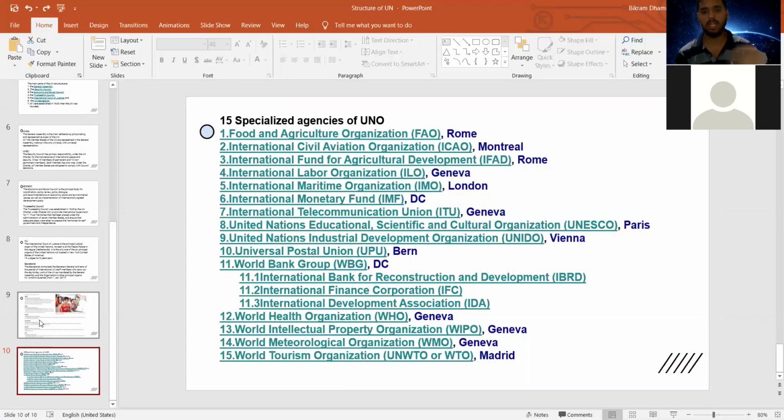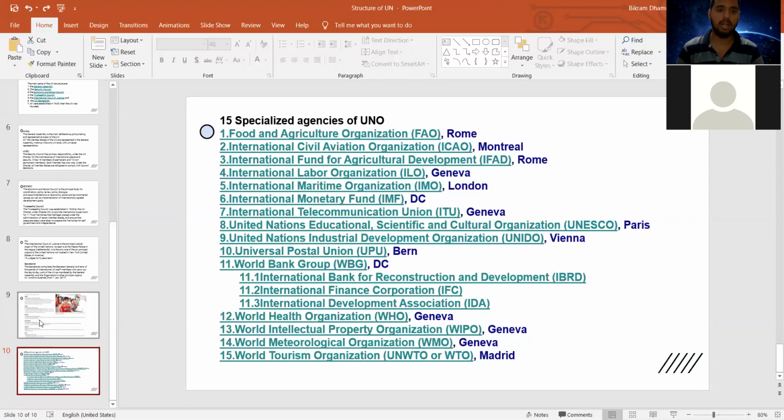ILO has its headquarters in Geneva. IMO has its headquarters in London. IMO is the International Maritime Organization, which works in the field of international seas, determining which country a given area of the sea belongs to. It scans the boundaries of the sea between different nations. So this UN specialized organization has its headquarters in London.